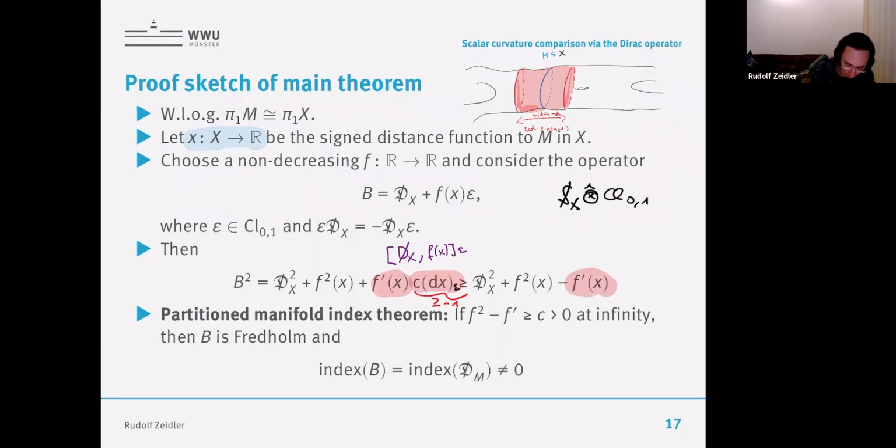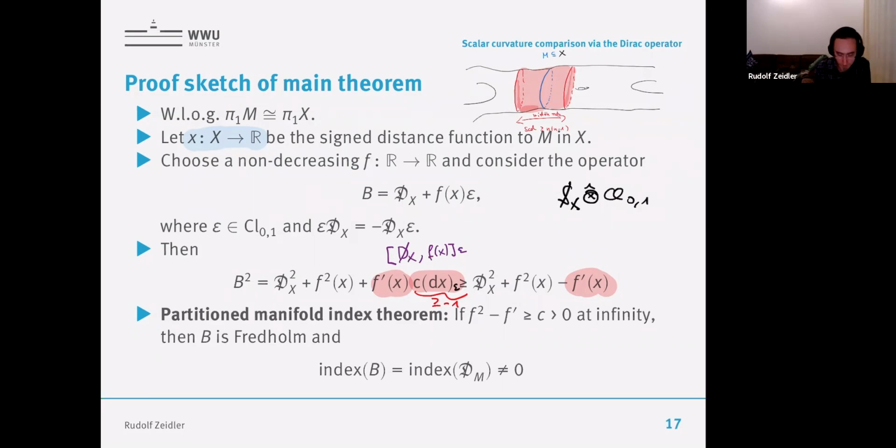So in the end, I get a lower bound of this operator B squared by the Dirac operator squared plus a differential expression involving the potential. And it looks like this. So it's the potential squared minus the derivative. And first of all, if this function is bounded below by a positive constant at infinity, then it's a standard result that this operator B is going to be Fredholm.